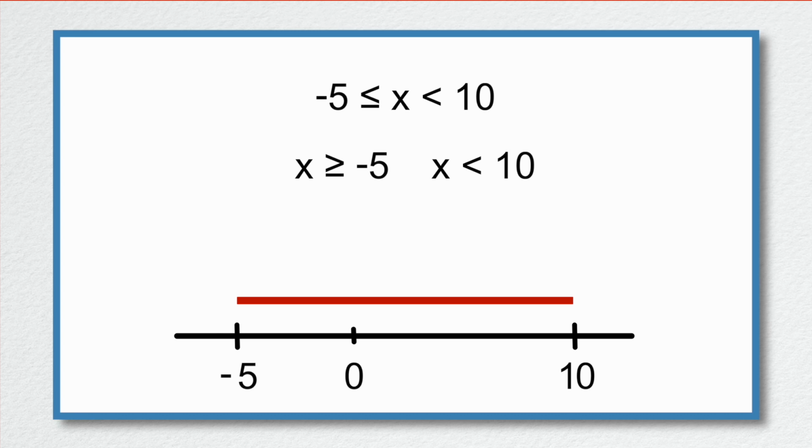This time, -5 is included in this range of values, so we put in a filled-in circle like so. But 10 is not included in this range, so we draw a circle that isn't filled in.